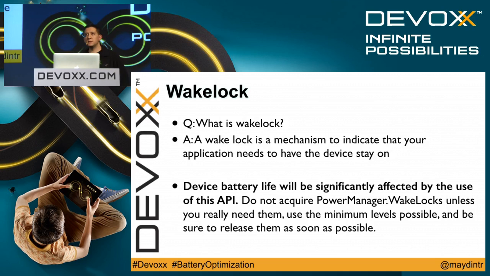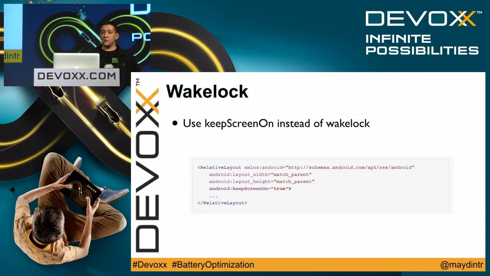Wakelock is a mechanism that keeps the device awake. You should be careful about using this API, because in the Android documentation it's also indicated that it's dangerous for the battery. Instead of Wakelocks, you can use the keep screen on tag in your layouts. This will acquire the Wakelocks on your behalf, and when your job finishes, it will release it on your behalf.